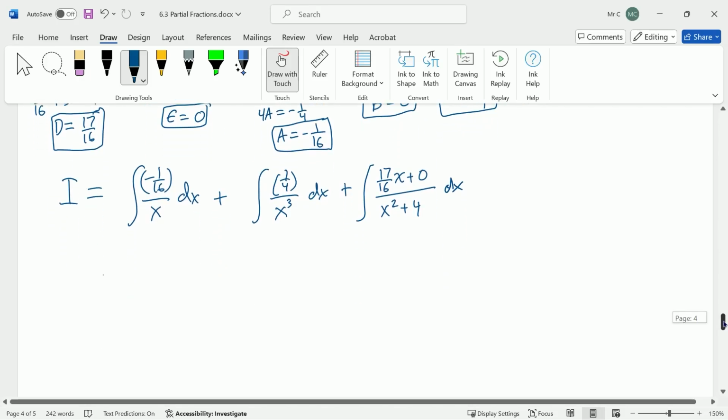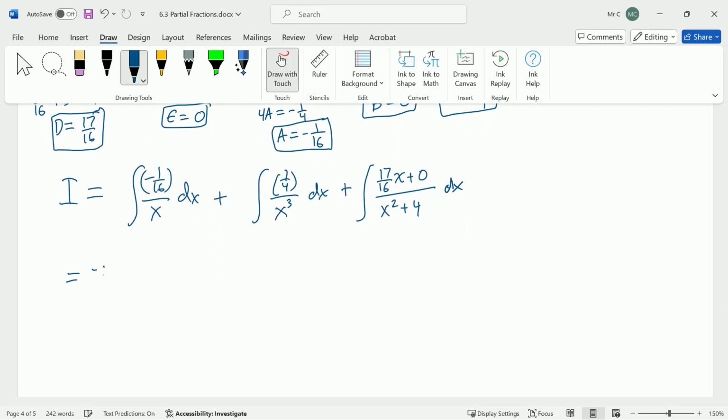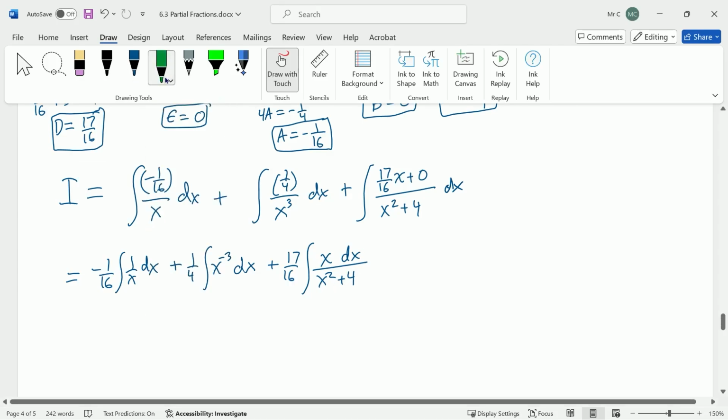All right, now we've got a little bit more work to do here. So this is negative 1/16 times the integral of 1 over x dx, plus 1/4 the integral of x to the negative 3rd power dx, plus 17/16 times the integral of x over x squared plus 4 dx. So over here on this last integral, we've got a nice little u substitution we can do. So that's what we're going to do.